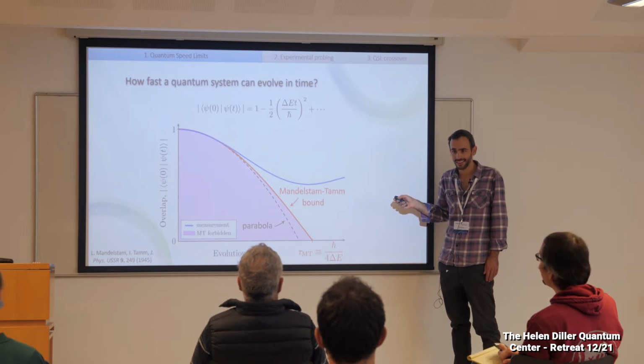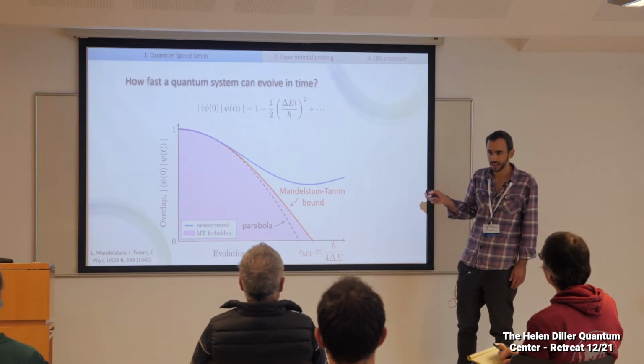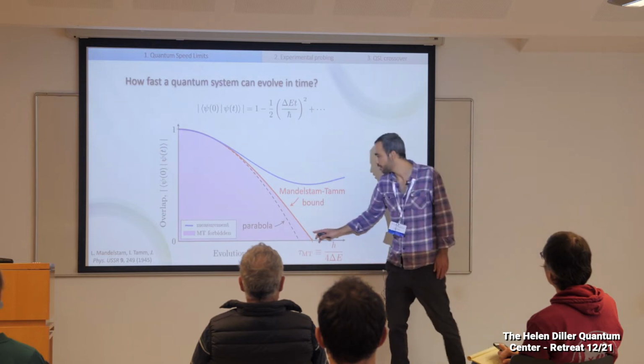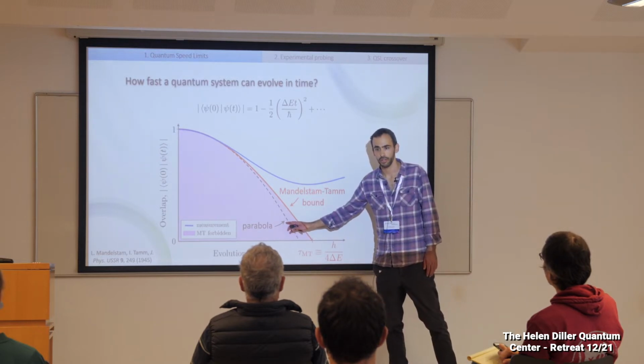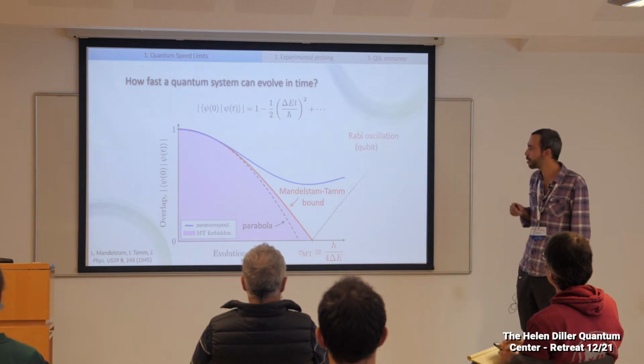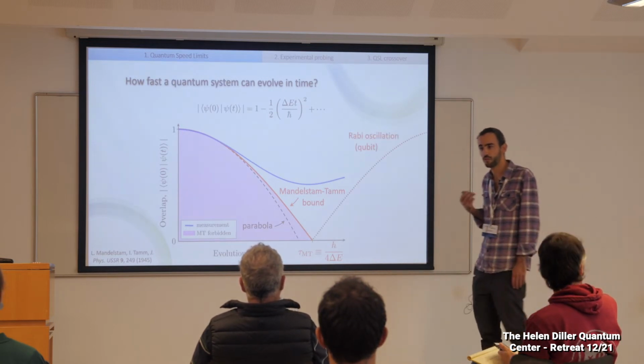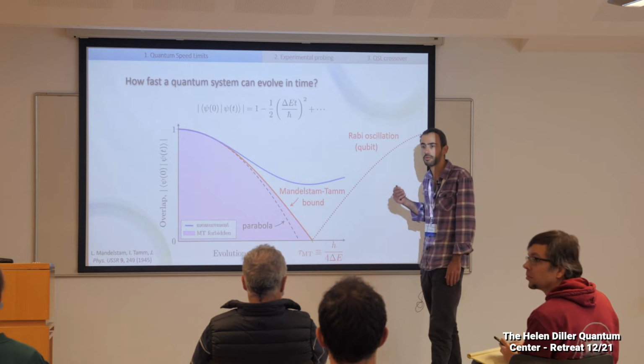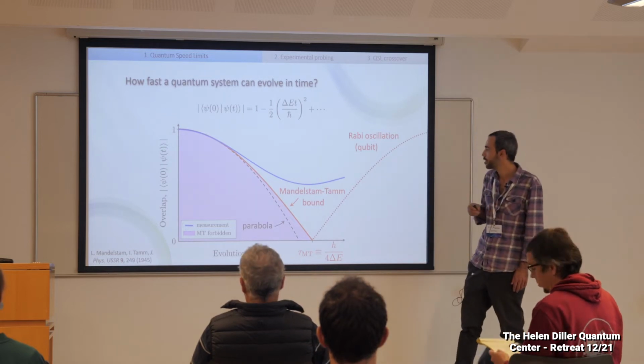I don't know why it's a parabola. Why isn't it a trigonometric function? So this is a cosine. This is a parabola. I see, okay. This cosine is the exact cosine that we have in Rabi oscillations. Rabi oscillation of a balanced qubit is the system that saturates this bound.